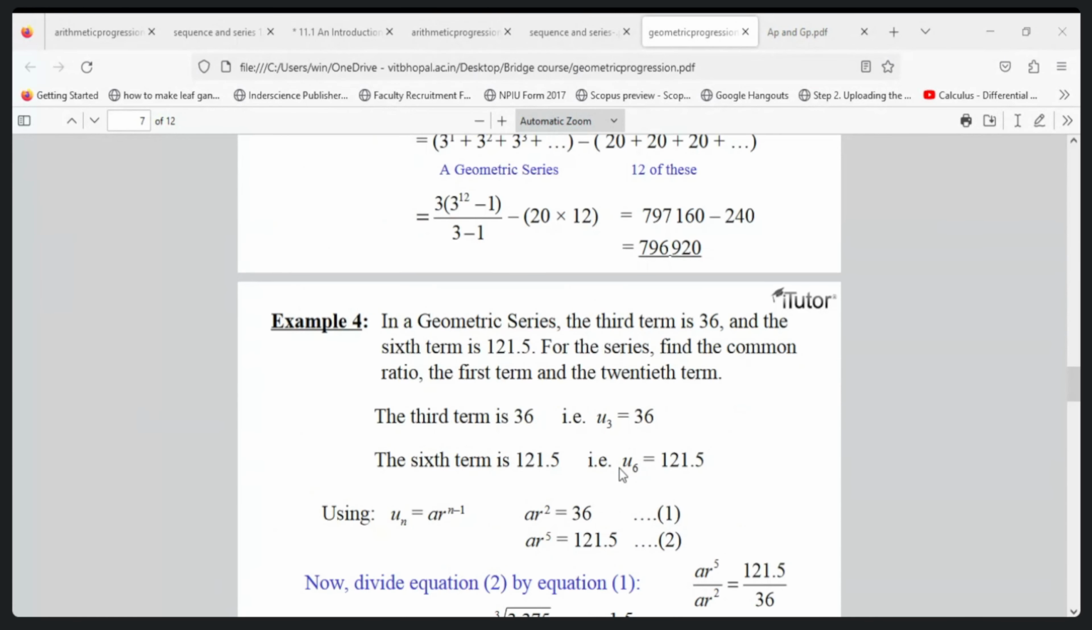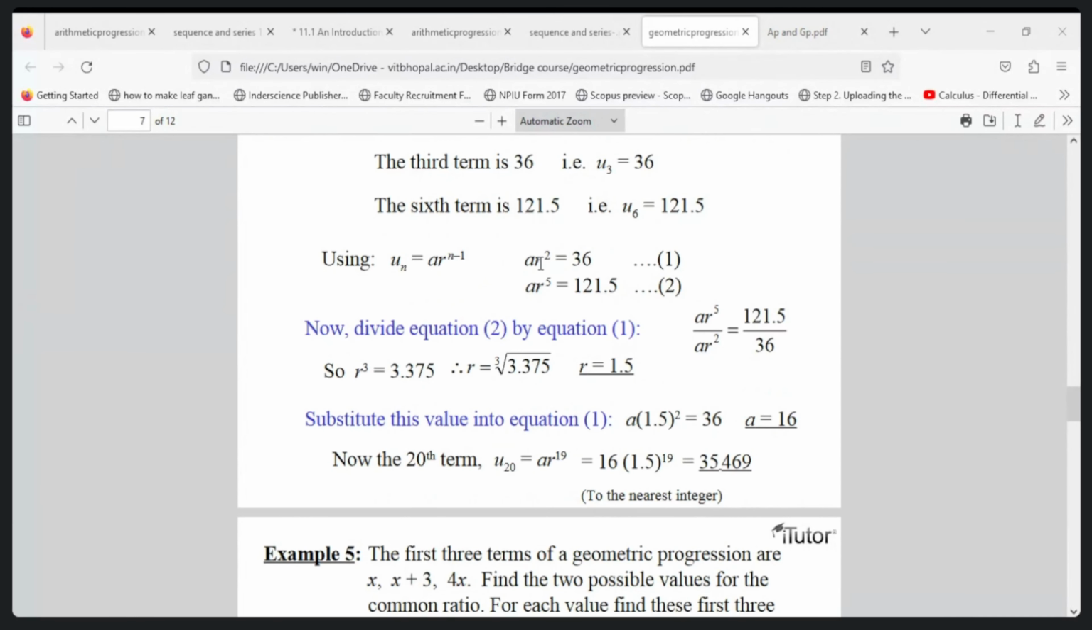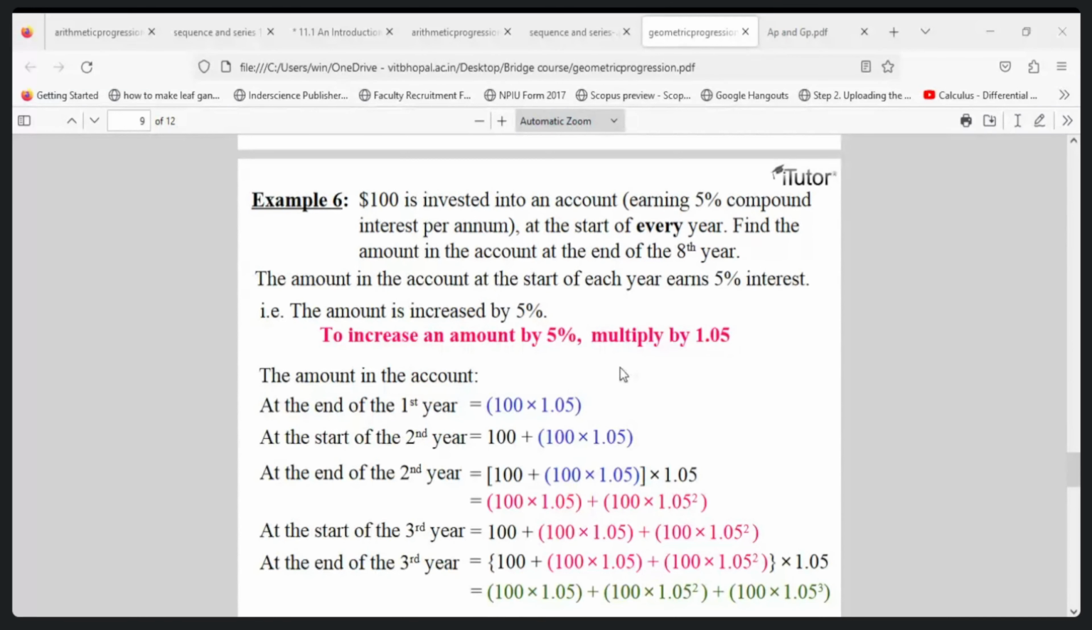Then, in a geometrical series, the third term is 36 and the sixth term is 121.5. Find the common ratio, the first term and the 12th term. The third term, U3, is equal to 36. The sixth term is 121.5, so U6 is this. What is R? Then AR square is 36 and AR to the power 5 is this. If we divide, R cube is this. If we take the cube root of this, R is equal to 1.5. So these kinds of questions will be there.